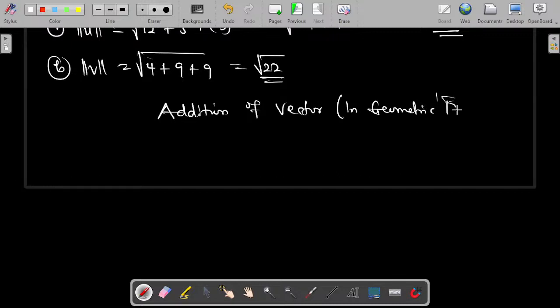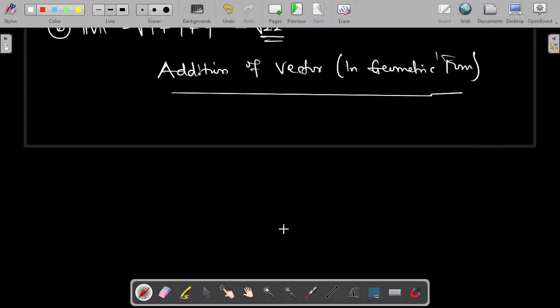Okay, so how do you add vectors when they are in diagram form? It is also very, very important because we most times bring that a lot of times in exam.